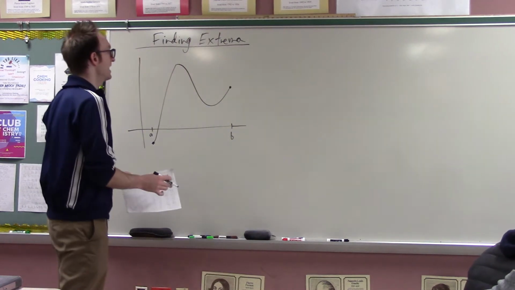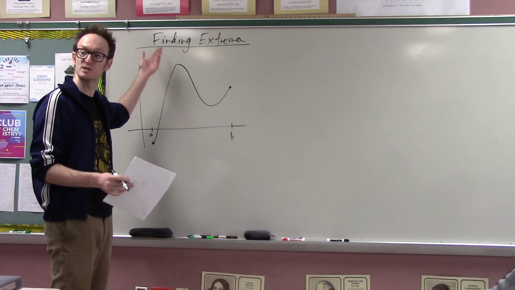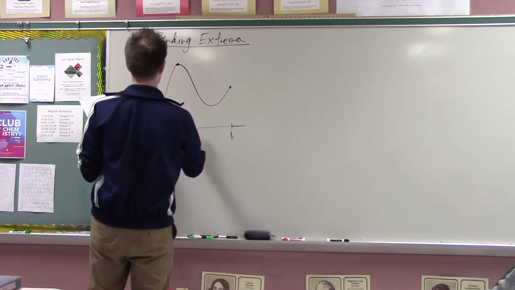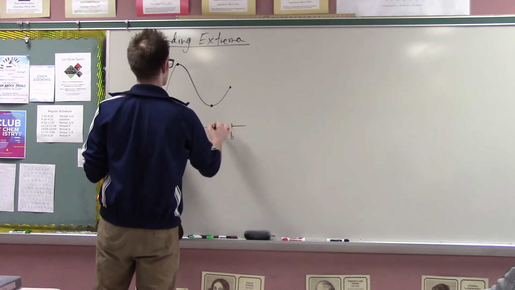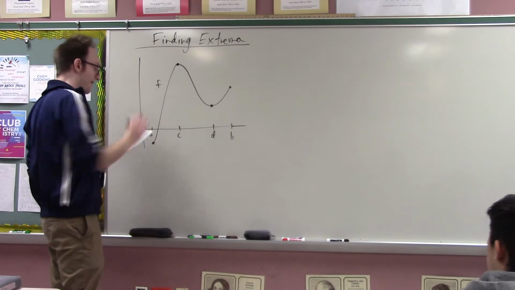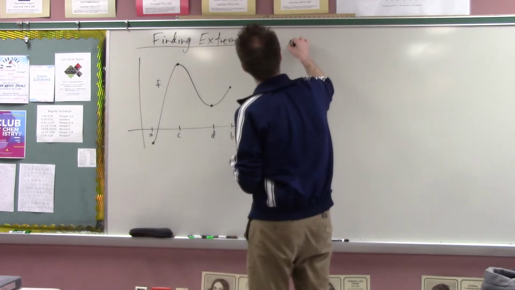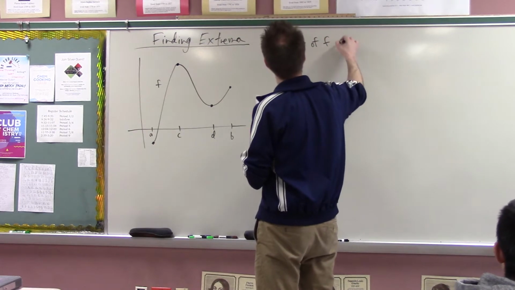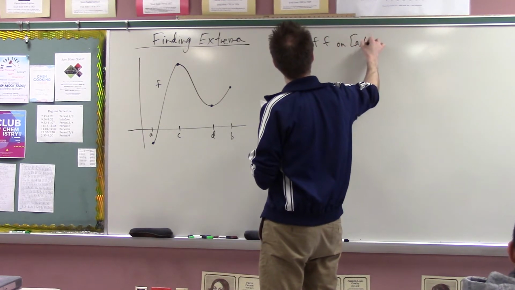Then I would like to be able to talk about this function to say where it has a max and where it has a min. Let's call this point where there's a max over here C. Let's have a point, let's call this D. And let this function be f. Well, all right. Just off the top of your head, what is the maximum of this function f on the interval a, b?